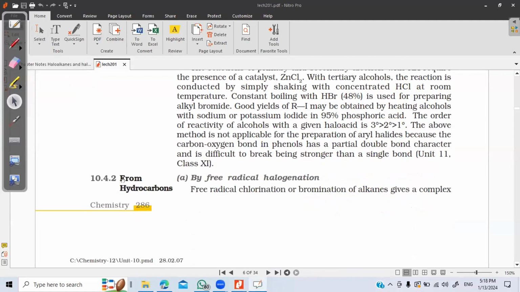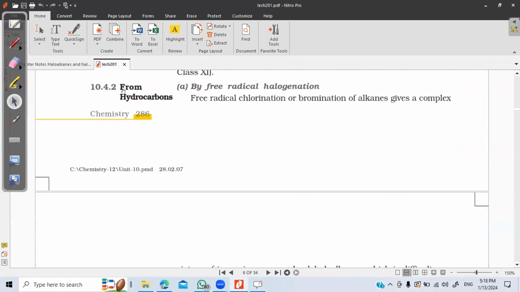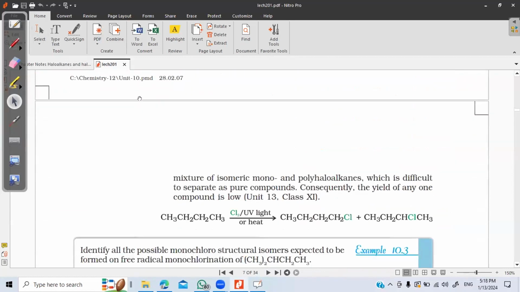See here, the free radical mechanism, how you can prepare the haloalkanes.